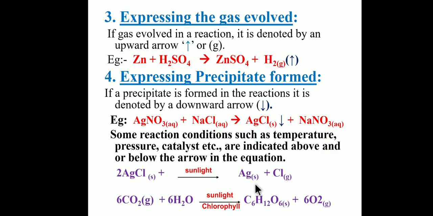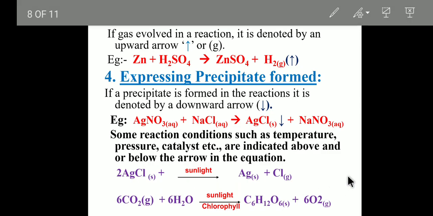Like that, the conditions can also be represented above or below the arrow, like the sunlight and chlorophyll. We can represent them like this here.